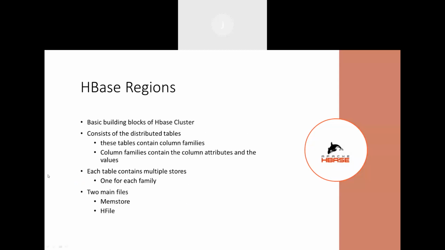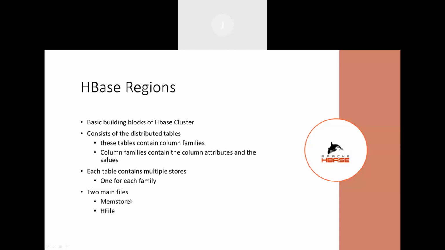I will show you. Then HBase regions are nothing but the blocks in every cluster, consisting of the distributed tables. This table contains column families. A column family contains the column attributes and its values. We will learn how to add into the column family and how to retrieve and manipulate the column family values, all those things. Each table contains multiple stores, one for each column family. So it is like for one region, one table, along with multiple column families.